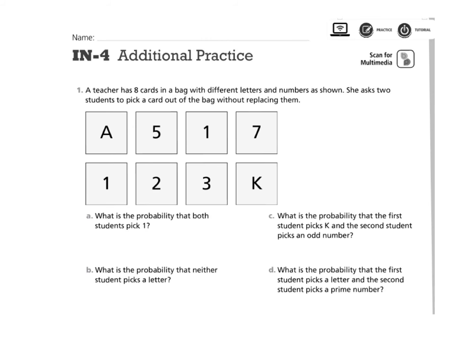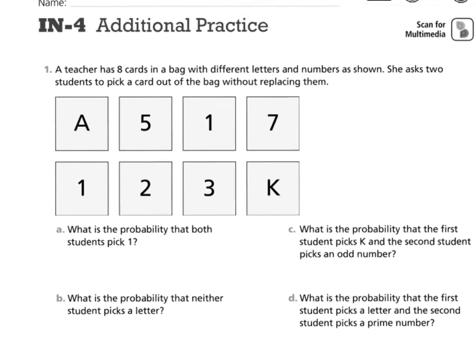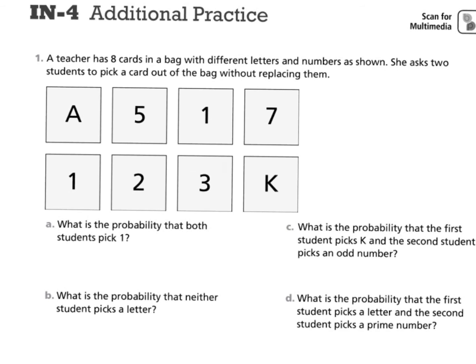Section IN4, we'll look at some problems here, starting with number 1. So a teacher has 8 cards in a bag with different letters and numbers. She asked 2 students to pick a card out of the bag without replacing them. Okay, this is the dependent events we talked about. So what is the probability that both students pick a 1?